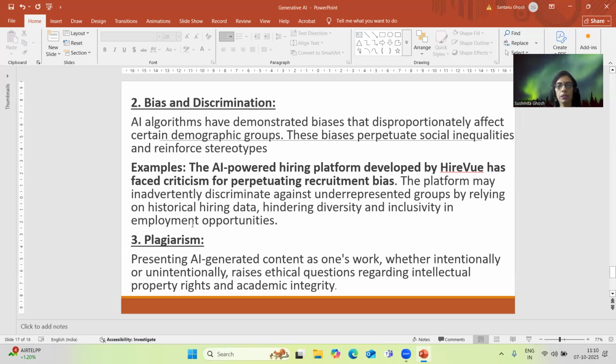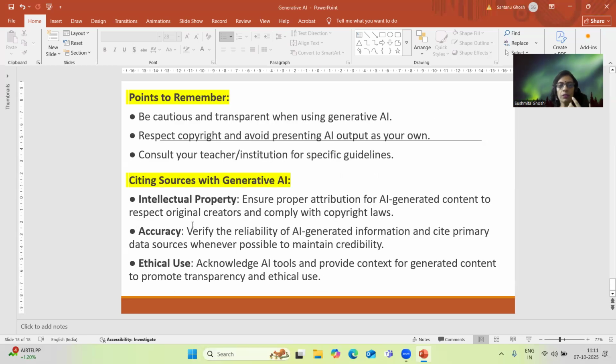Bias and discrimination is a very, very important aspect, in a country like India, where you have layers and layers of inequalities and stereotypes, which really affect the young generation a lot. And of course plagiarism, which we hear about nowadays in our day-to-day life. You people are doing it, we people are doing it, everybody is doing it, right? But that is a concern. So, points to remember: be cautious and transparent when using generative AI. Respect copyright and avoid presenting AI output as your own. That is unethical. And you must consult your elders, teachers or institutions for specific guidelines.